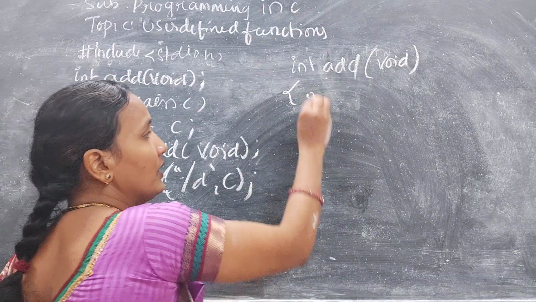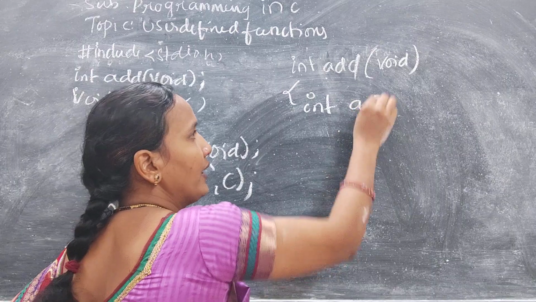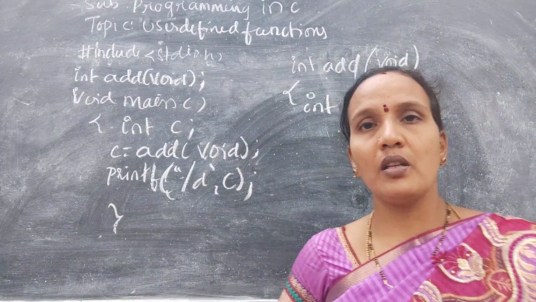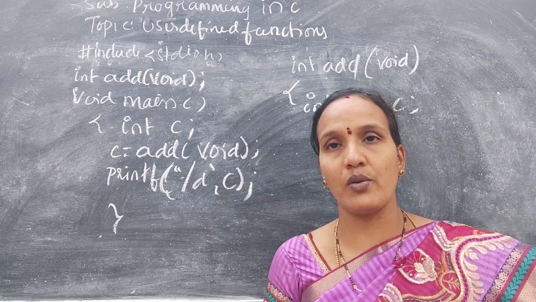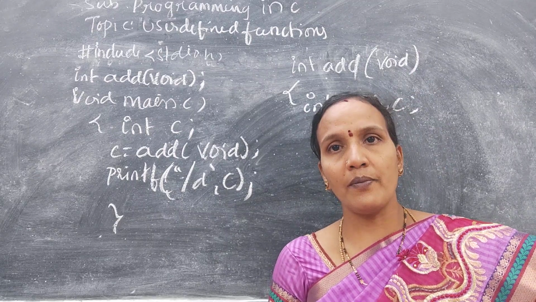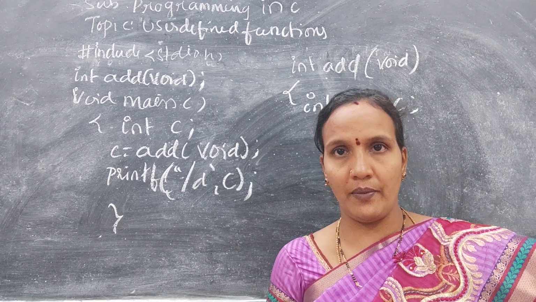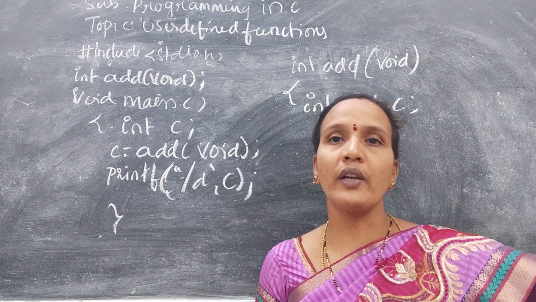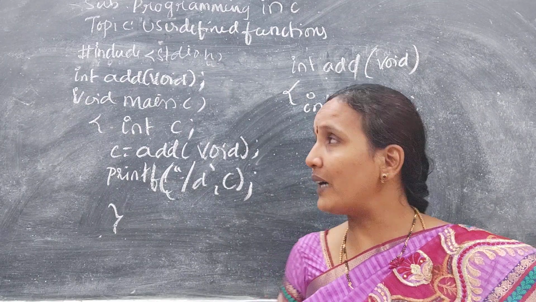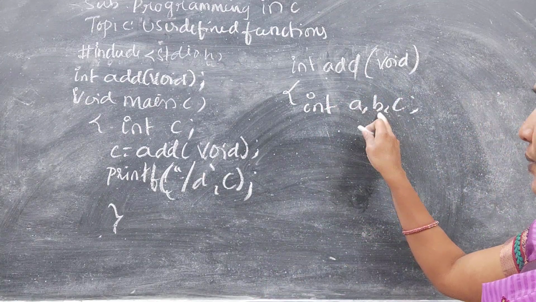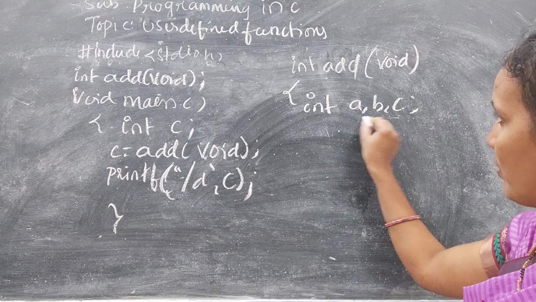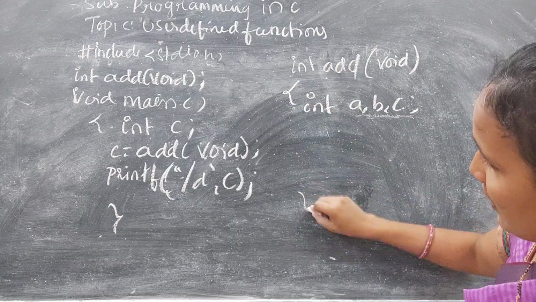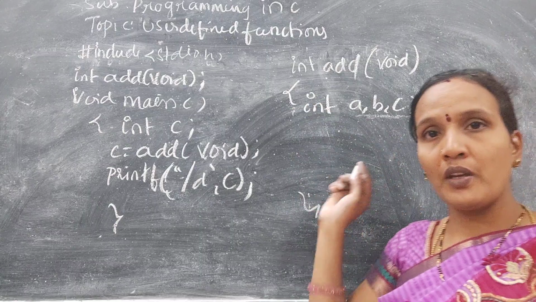Now you come to the body of the user defined function. Here I am declaring three local variables, int a, b, c. Local variables. As in the function definition syntax, I have already explained that the function body is nothing but the function implementation. There you can give local variables. Whenever you want to use these variables, between these two braces only you are supposed to use them. That is local.